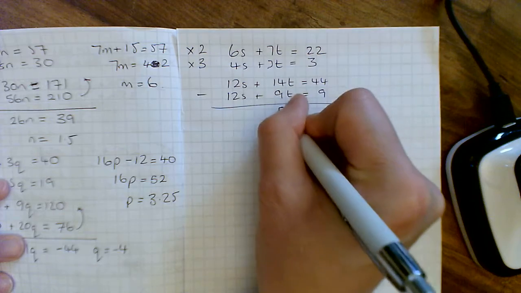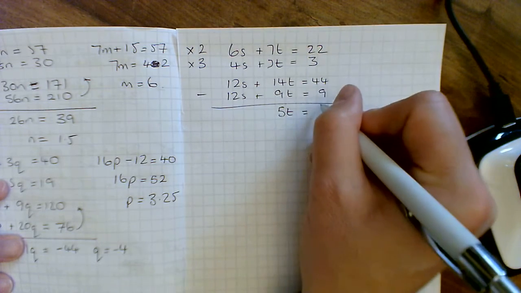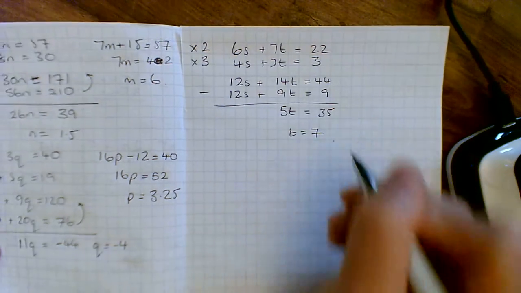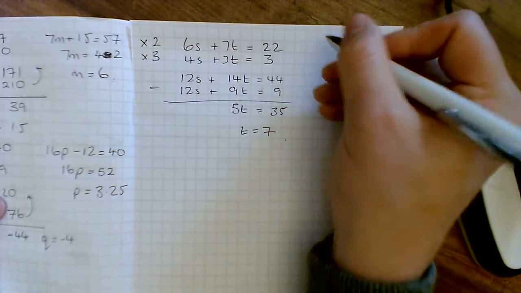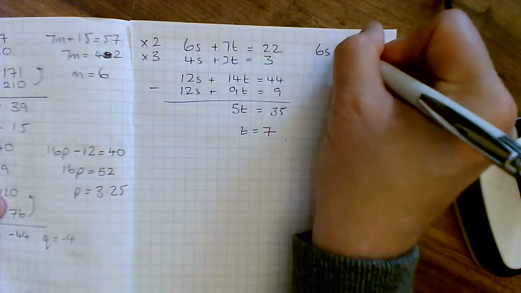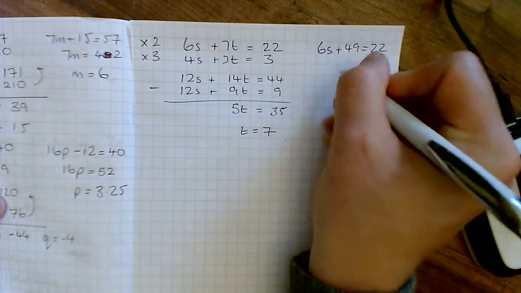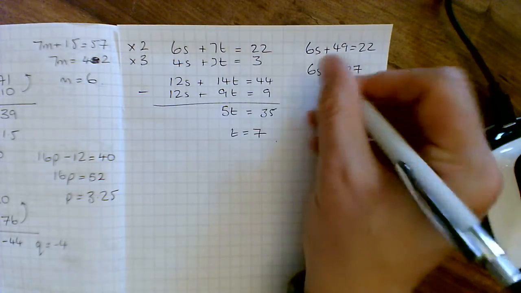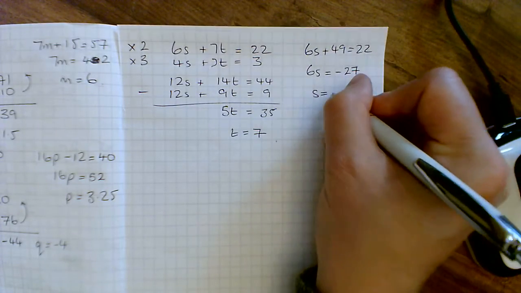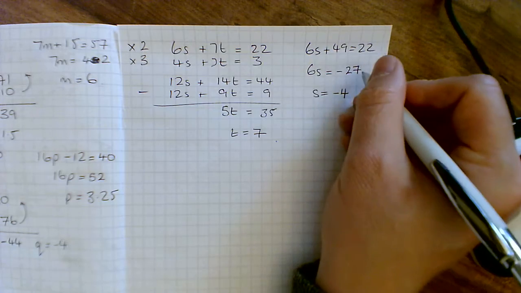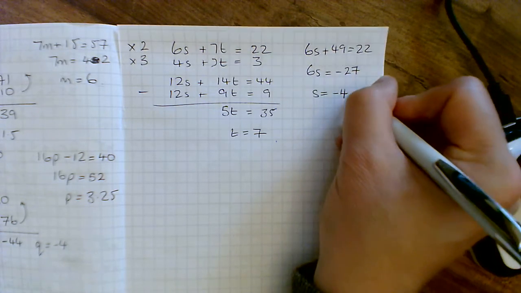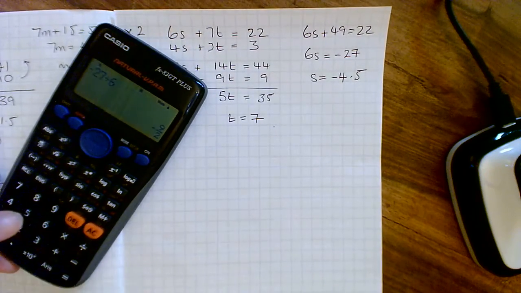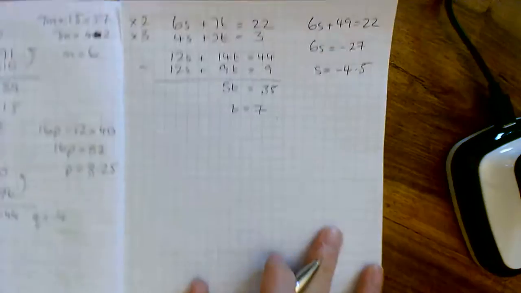Get your takeaway going on. 5t equals 35 or something. So t must equal 7. T equals 7, stick it on the top. 6s plus 49 equals 22. 6s equals minus 27. So s must equal minus 4 and a half, I think. 4.5. Let's have a look at that one. So I've got minus 27 divided by 6 is 4.5, yeah.